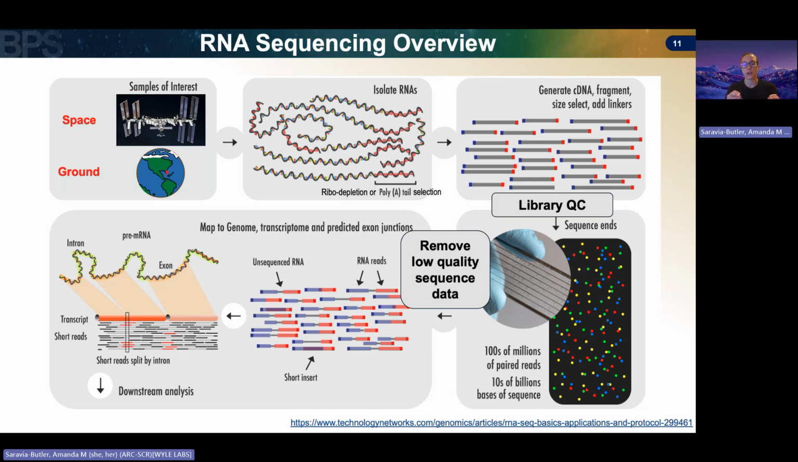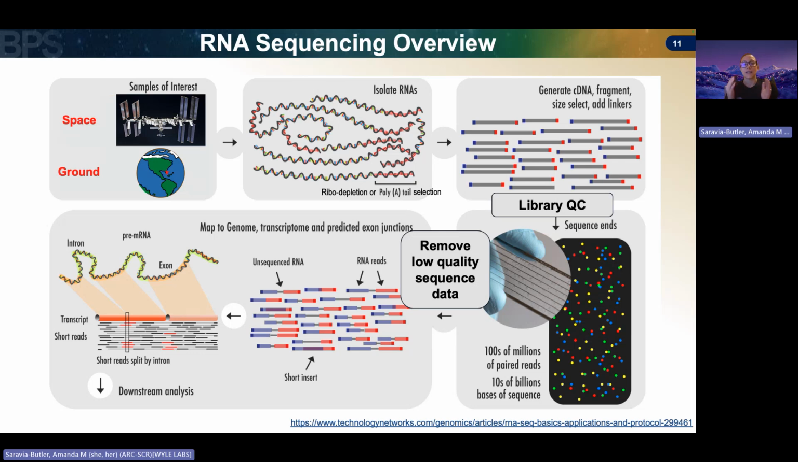And so even a small amount of primer dimer contamination, as little as 5%, can end up taking up about 60% of your reads. And so it's very critical in this library QC step to make sure your libraries don't have any primer dimers or adapter dimers.